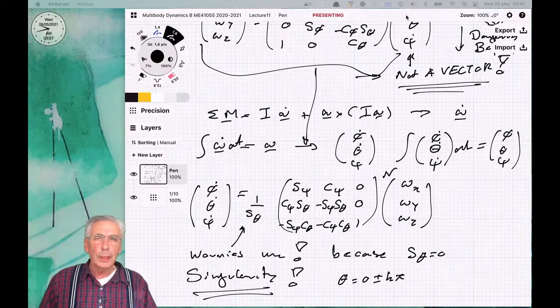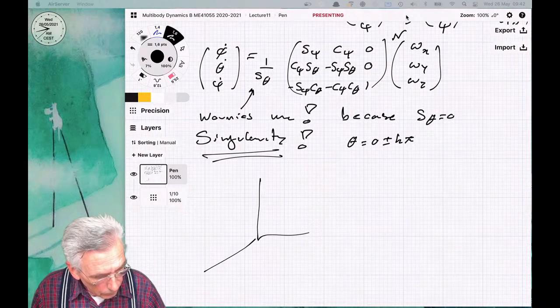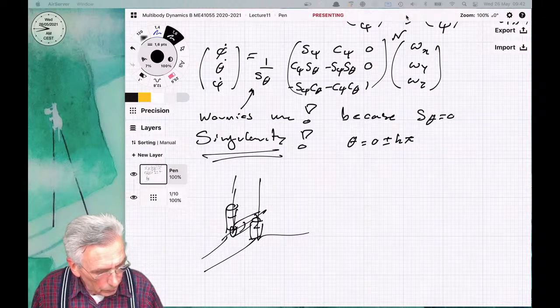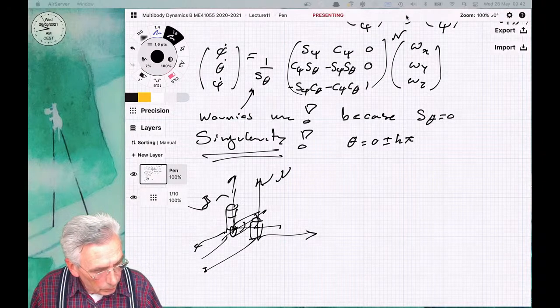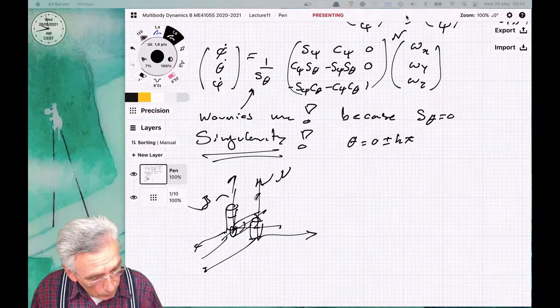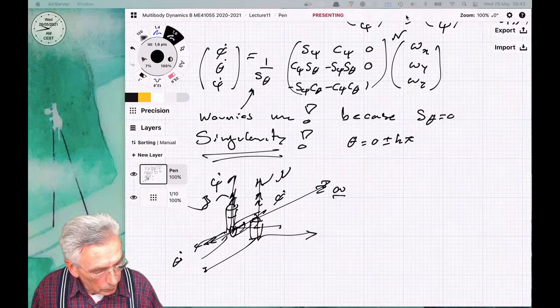So already in the initial configuration, like this, we cannot solve that. Like, oh man, I did something stupid, right? So this is the initial configuration. This is body fixed. And this is inertial fixed. And then given these speeds, this speed phi dot, this speed theta dot, and this speed psi dot, I cannot determine what omega is.